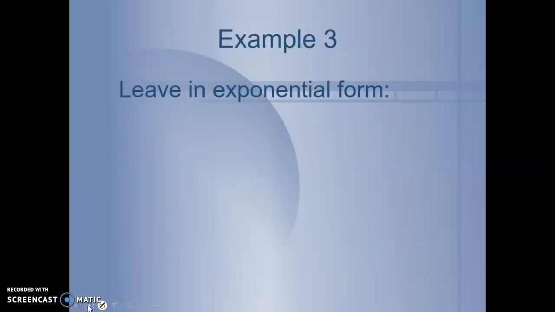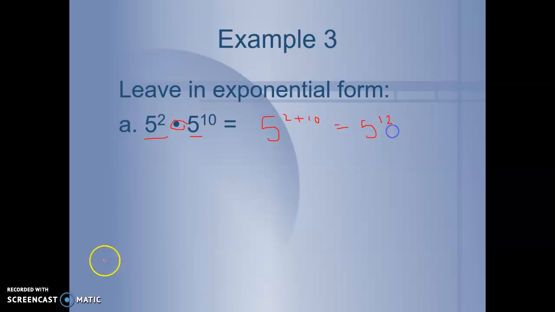Let's try some examples on your own. I want you to simplify these, but leave them in exponential form. What's another way we could write 5 to the second times 5 to the 10th? If you said, Mrs. Harbin, they have like bases, and we can use the product property of exponents, and all we have to do is add the exponents to get 5 to the 12th, then you're a genius and you can skip the rest of this video. Or not. But you are correct. Product property of exponents. What about 3 to the second times 3 to the 4th times 3 to the 9th?